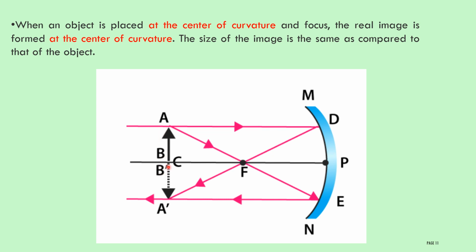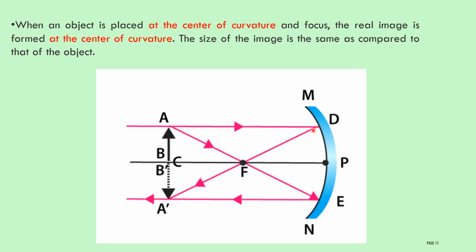AB is the position of the object. Here also we are considering two rays. First ray, this is the ray AD, which is parallel to the principal axis. Already you know, if any ray is parallel to the principal axis, it always passes through the principal focus. This ray AD is parallel to the principal axis.